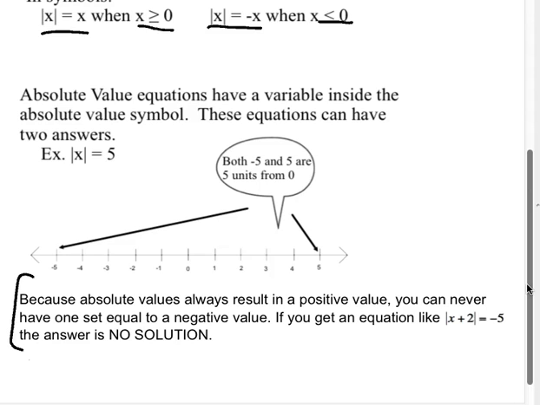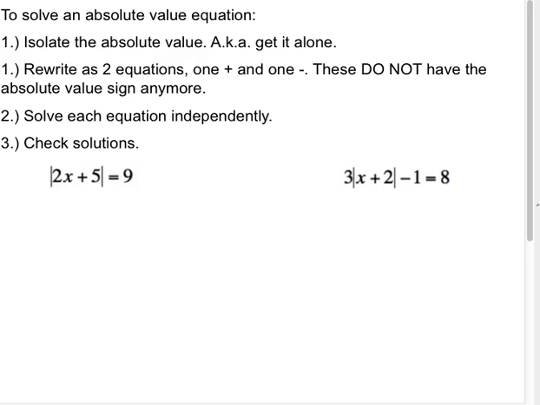Because absolute values always result in a positive value, you can never have one set equal to a negative number. So for example, if I give you the equation absolute value of x plus 2 equals -5, you right away would say that is no solution, because you cannot set an absolute value equal to a negative number. It doesn't work. So that's one exception.